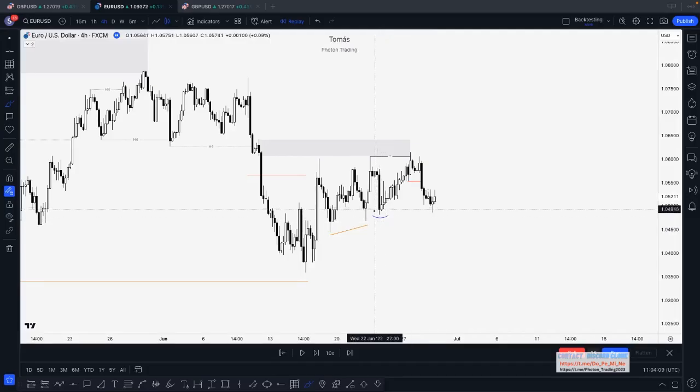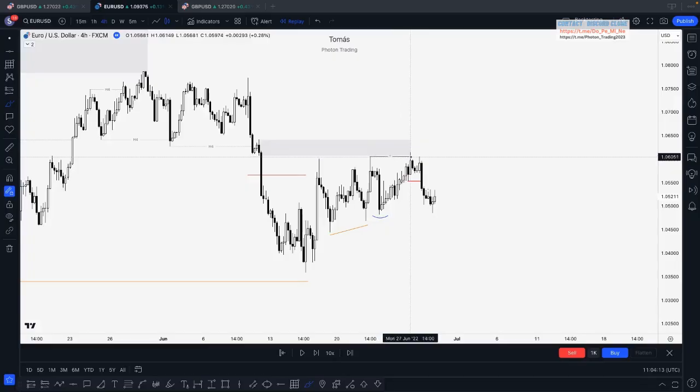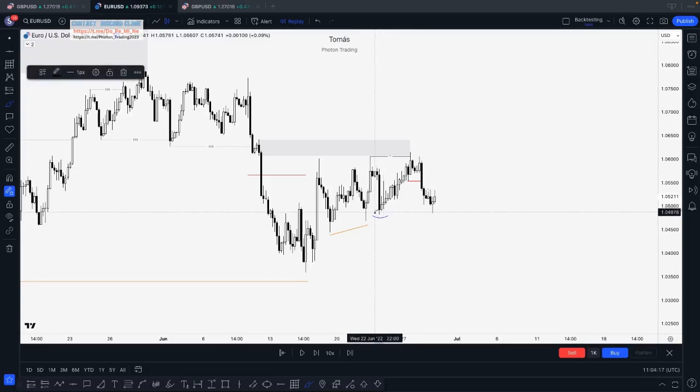You can see this low failed to take out the high, swept the high, right, and chopped bearish. What that means? It means that this low is weak, correct? So what that means? It means that I'm going to look for sells.